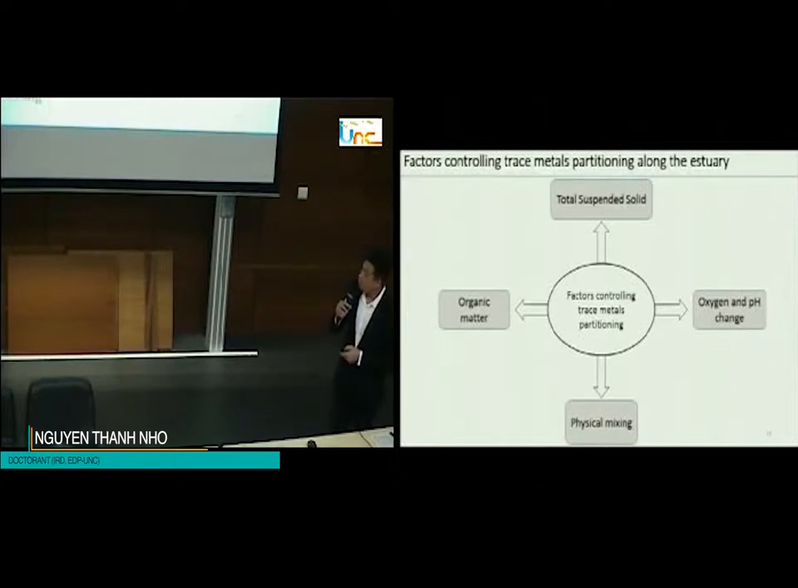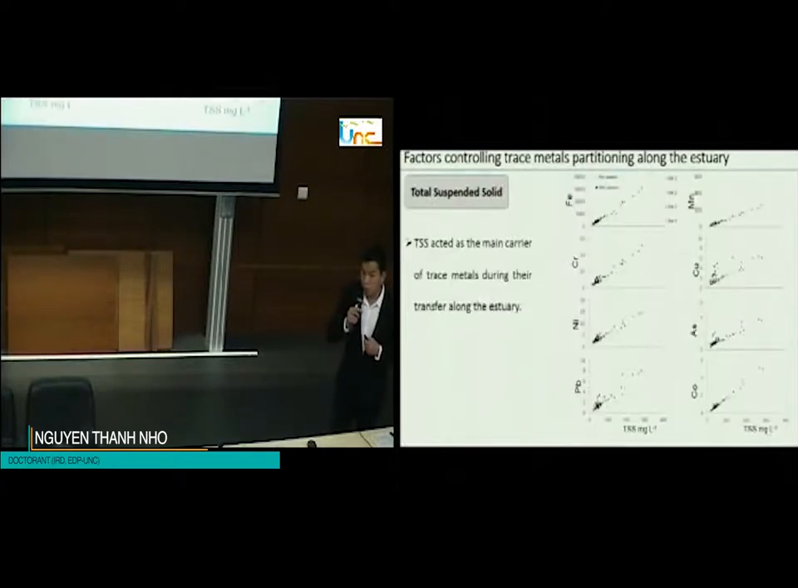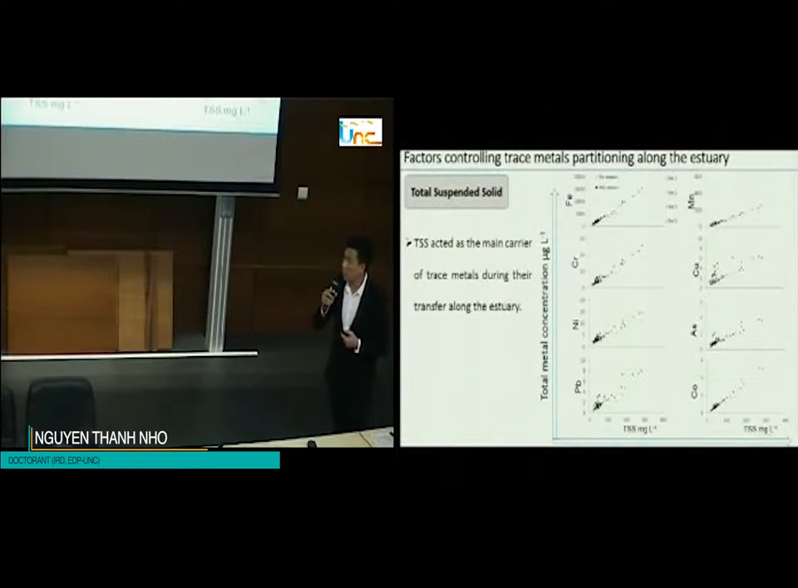marine water. To assess the effect of runoff total suspended solid on trace metal transfer, a total metal concentration in the volume of the water was calculated. In this figure, with the vertical axis presenting total metal concentration and the horizontal axis presenting total suspended solid, they presented a strong positive correlation together, whatever the element. The research evidenced that the total suspended solid acted as the main carrier of trace metal during the transfer along the estuary.